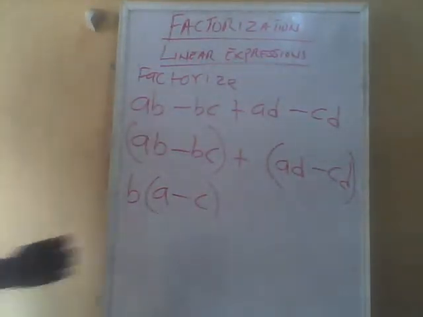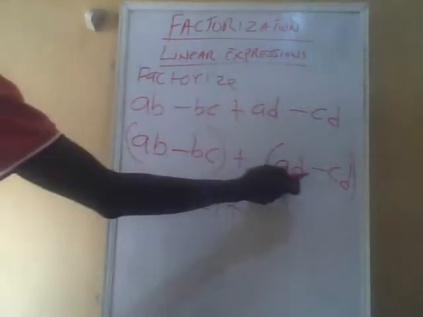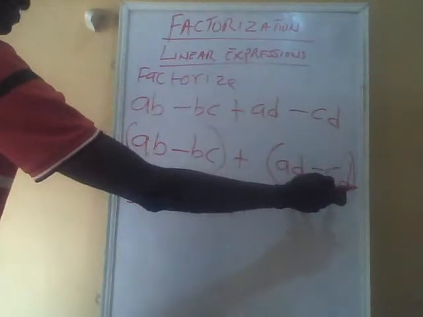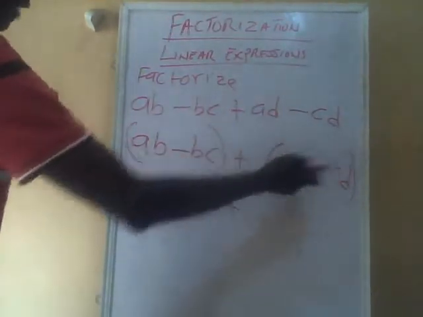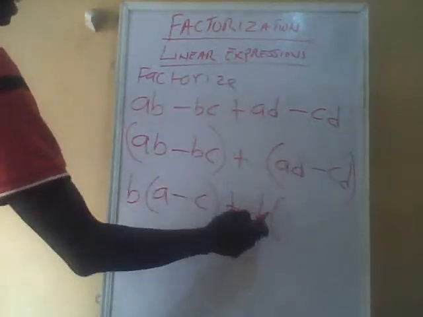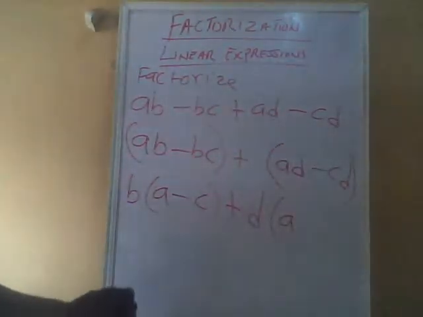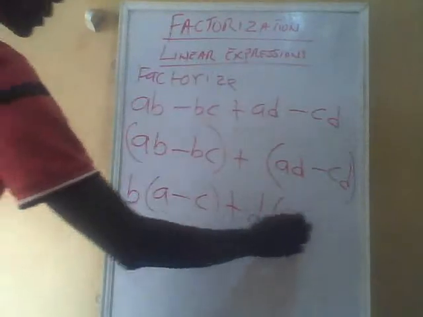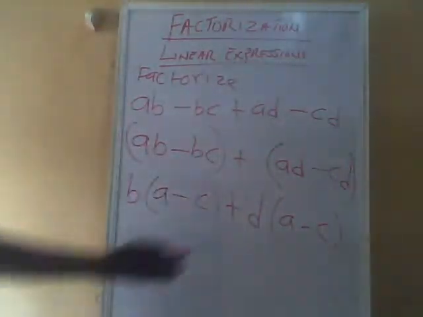I hope you're following me. Plus, this is AD minus CD. What is the common factor here? The common factor here is D. AD divided by D, you have what? A. CD divided by D, you have what? Minus C. Can you see that now?